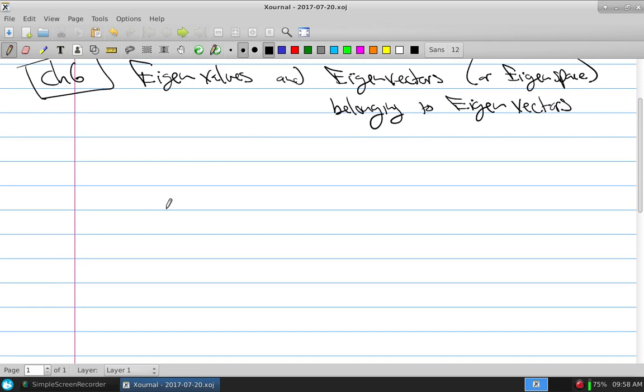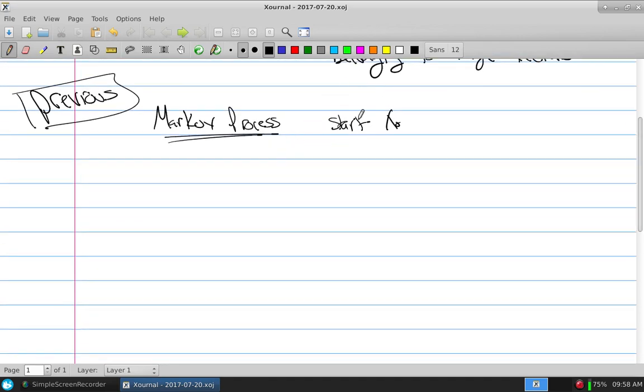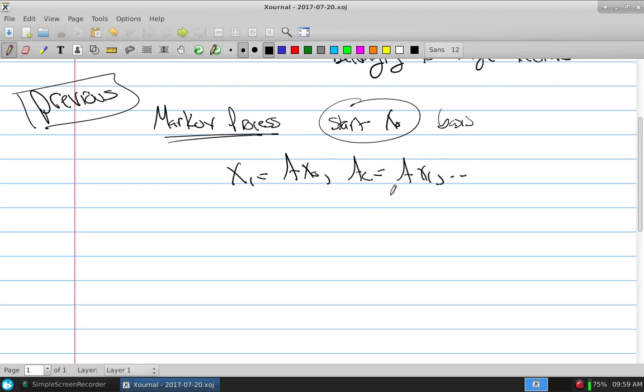Again, this came from an example previously in class. We did a Markov process, a Markov chain. The idea of a Markov process was you started off with some initial x0, and from that point on, x1 was equal to Ax0, x2 was equal to Ax1, etc. Sorry, double bar all these since they're vectors. In other words, xn was A times x of n minus 1.